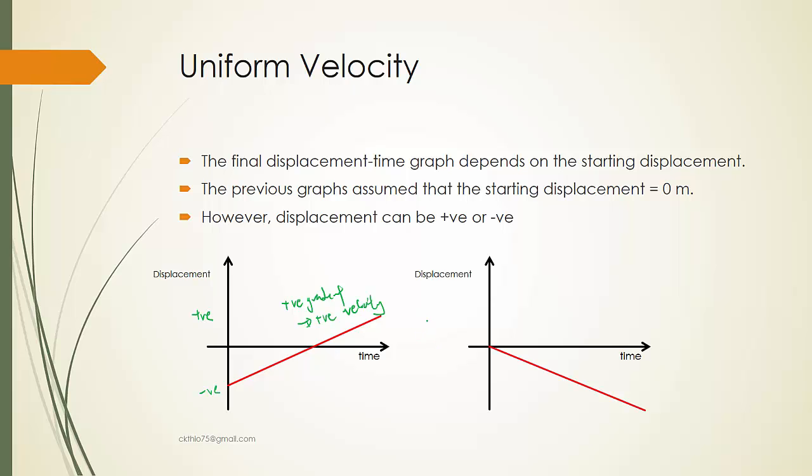Likewise, it is the same for a negative velocity. The negative velocity can have positive displacement or negative displacement. So this means that this is a positive displacement, and this is a negative displacement.